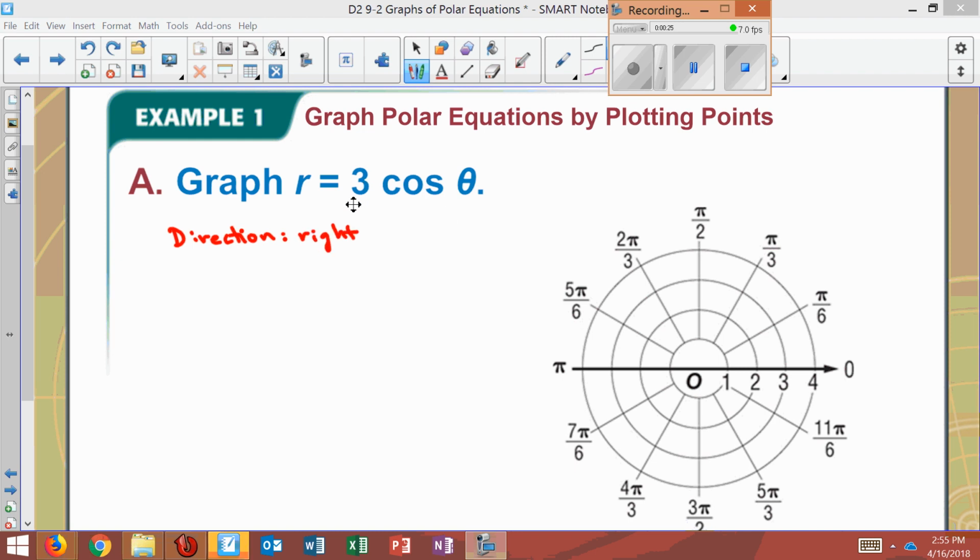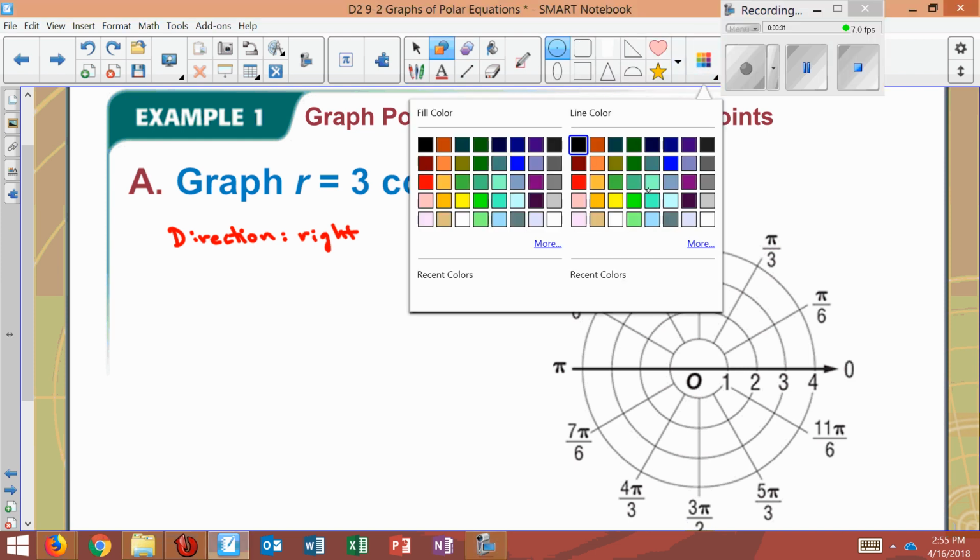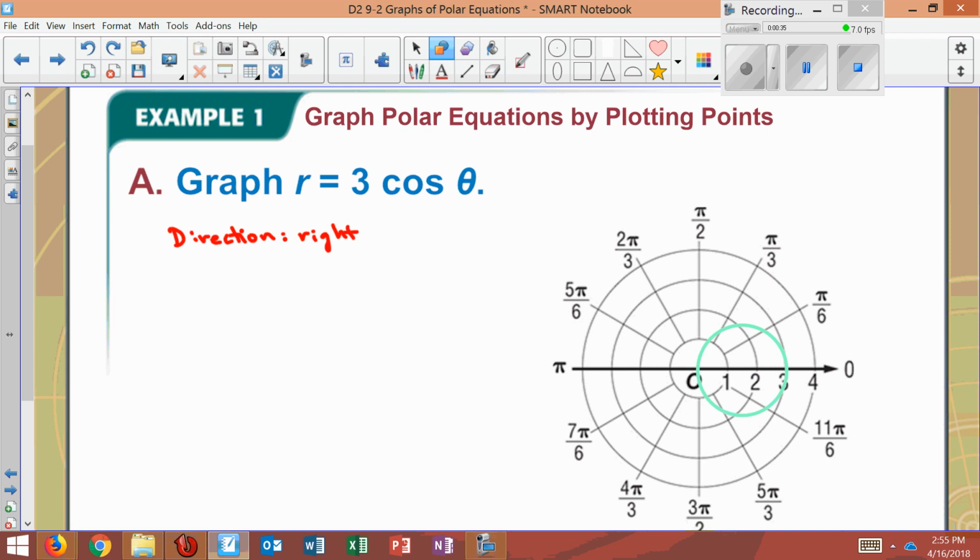And this 3 is going to be the maximum value. So what I can do real quickly is I can put up here a circle on the graph that will represent what the circle will look like. It'll be not a radius of 3, a diameter of 3 units. And we'll go like that. Now, how did I get that?